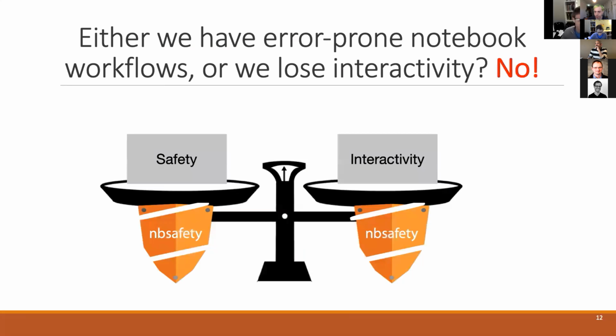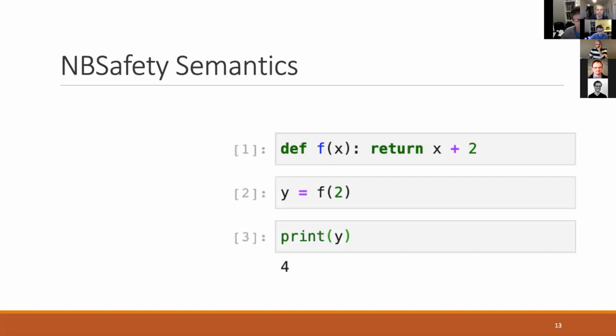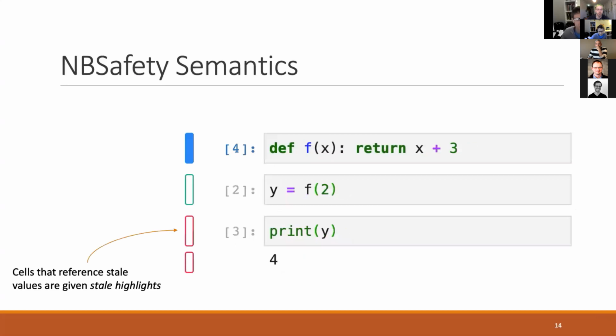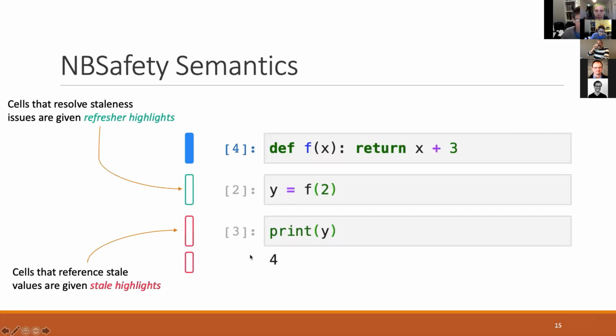As a result, my collaborators and I developed NBSafety to address some of these concerns. To illustrate it, let's look at how NBSafety behaves for that same simple example from before. Recall that I have 3 cells. I define a function, call it, then print the result. Using the NBSafety kernel, if I change the function definition in the first cell from x+2 to x+3, NBSafety gives me 2 kinds of highlights. First, the last cell gets a stale highlight because Y depends on a call to a previous version of F.